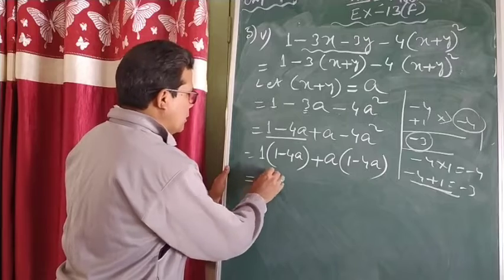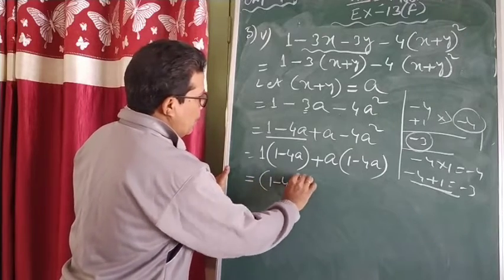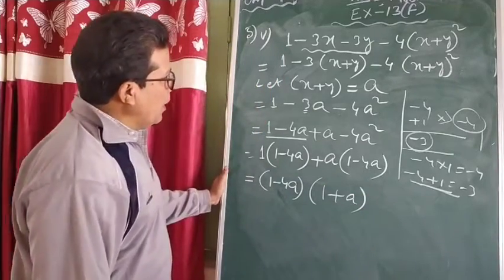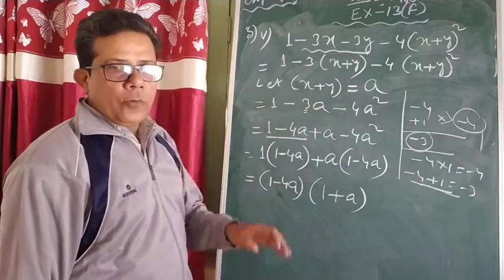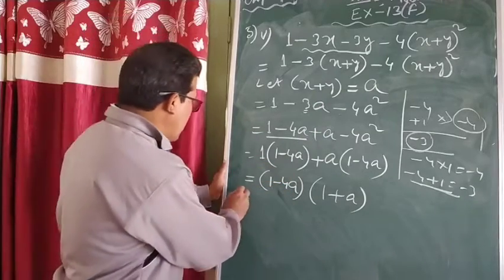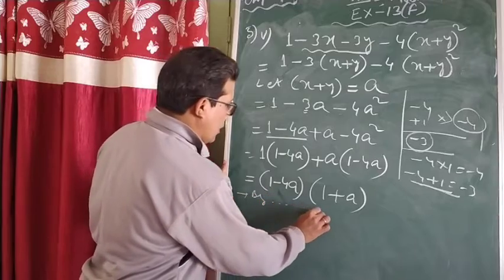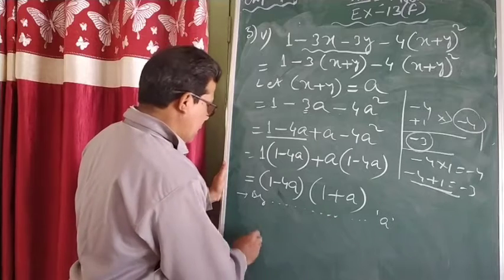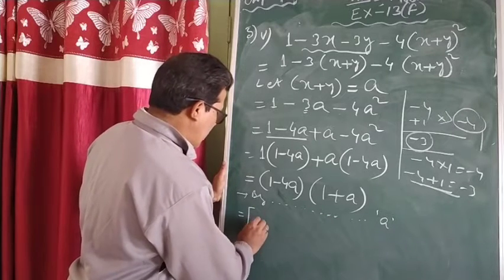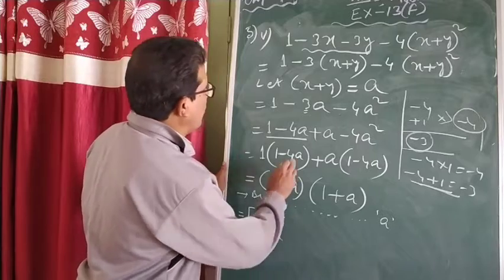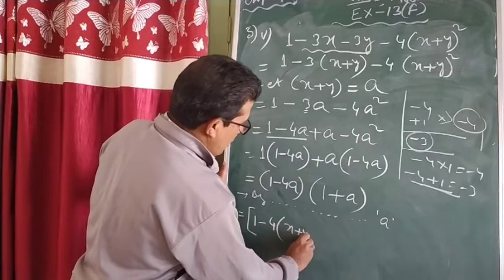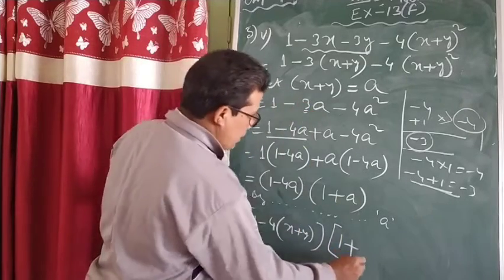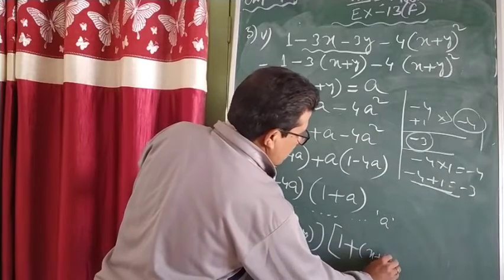If both the bracket one is same, write them one time. And what is left over? Write them another time. Same way, a was not there. Now you have to write here, please write it by putting the value of a. You must write it by putting the value of a. So here, you write bracket 1 minus 4 into, what is the value of a? x plus y. Here again, 1 plus, what is the value of a? Again, x plus y.